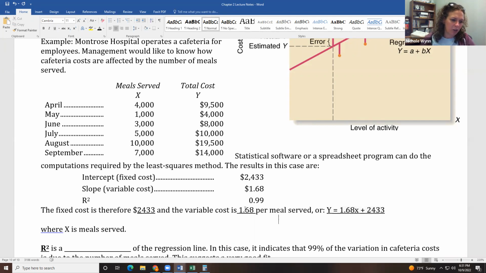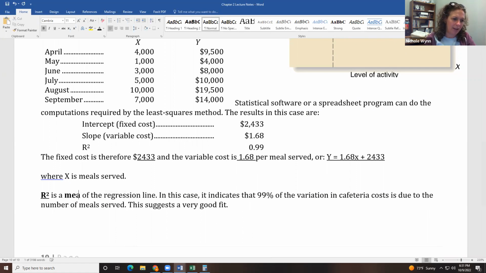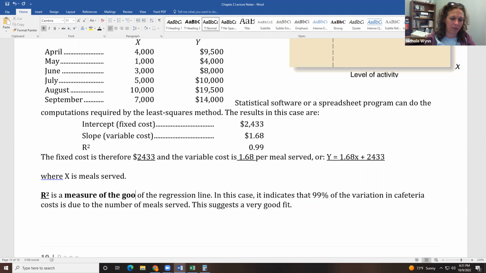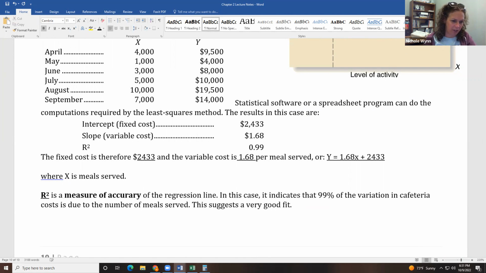So R squared is a measure of accuracy. The way it's actually worded in statistics is a measure of the goodness of fit, but we're just going to put measure of accuracy. In statistics class, it'll say a measure of the goodness of fit. That's just how good of a fit the line is. So 99%, it's a very good fit.